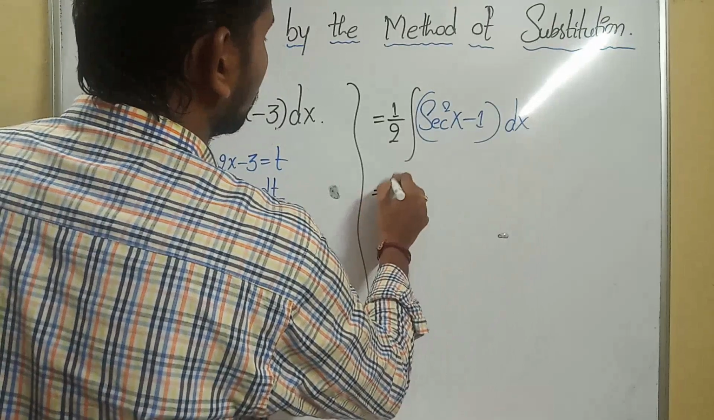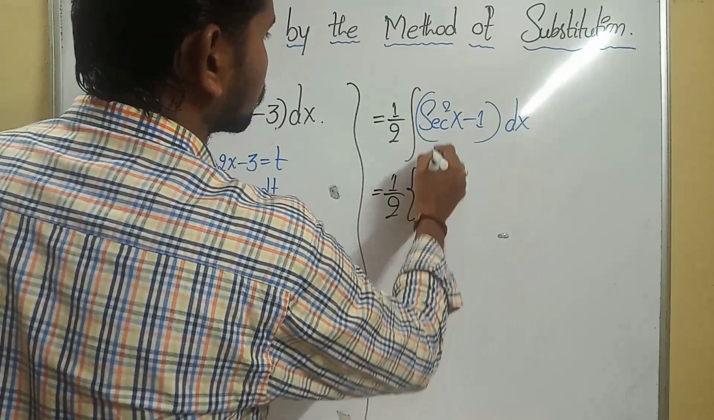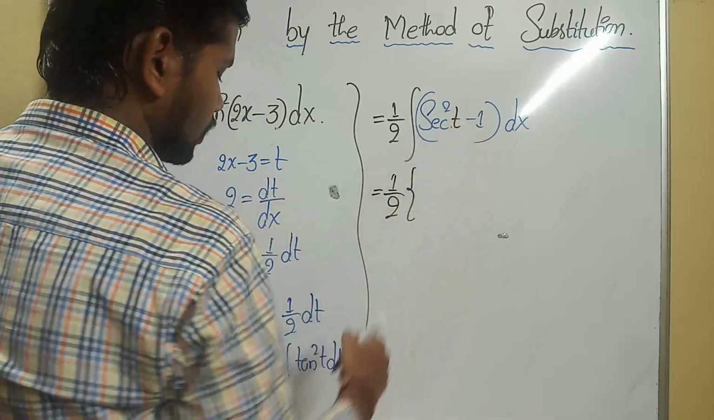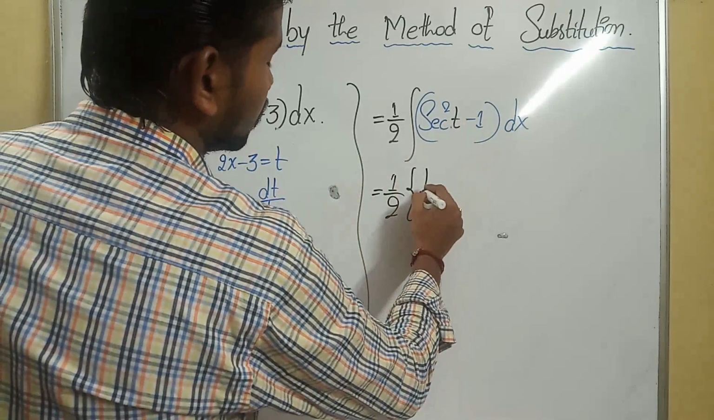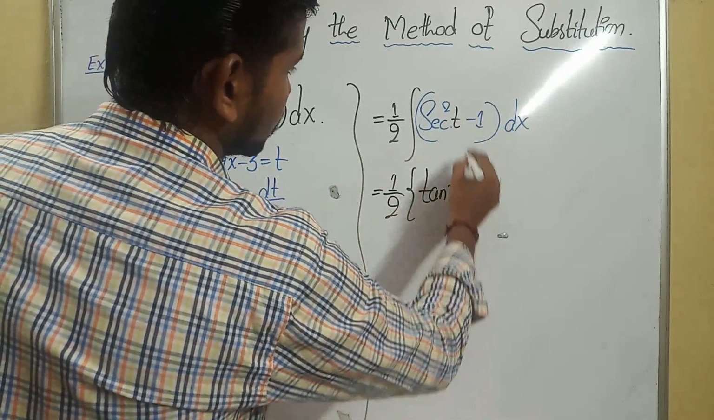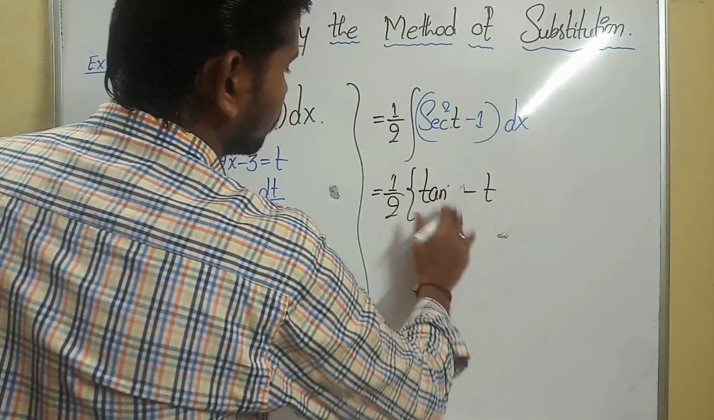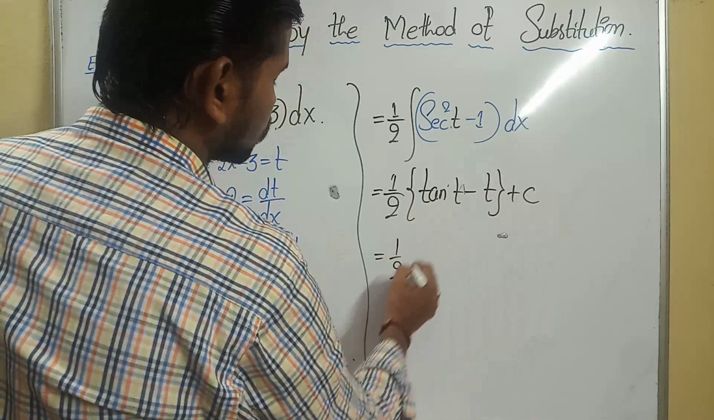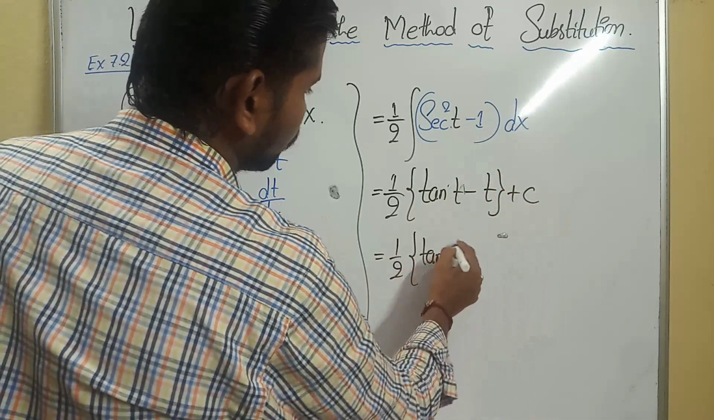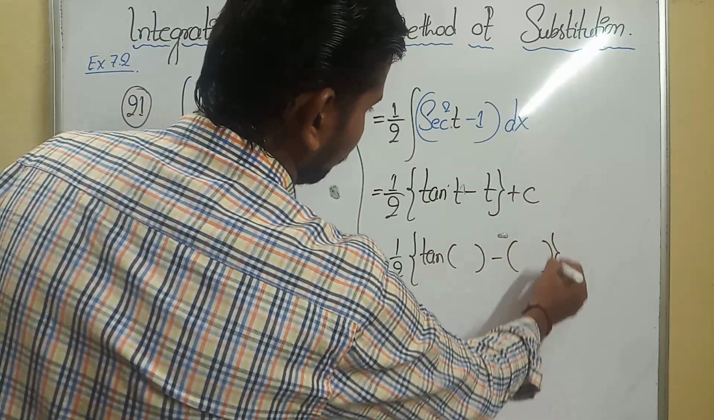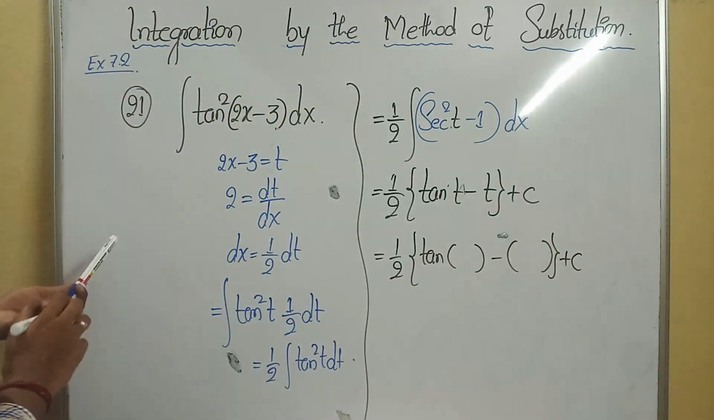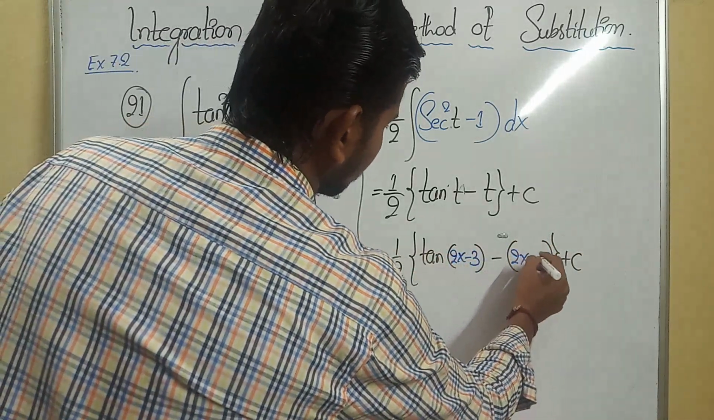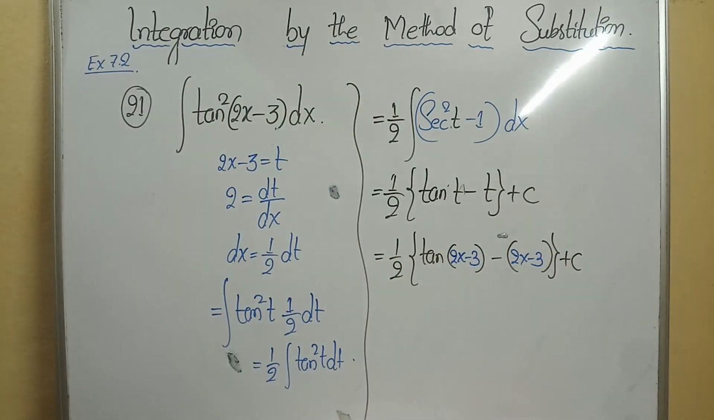Now it will be 1 divided by 2. The integral of tan square will be, it is actually t. The integral of secant square will be tan x, minus the integral of 1 will be t, now plus c. Now I'd like to substitute the t value. Tan of the t value minus the t value plus c. What's the value of t? It is 2x minus 3, 2x minus 3. Got the point clearly?